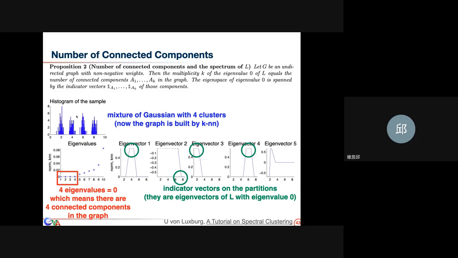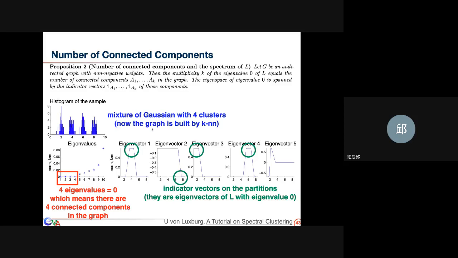So now if we have such a data set, and we use k-nearest neighbor to build up our similarity graph, then you can already imagine there will be four connected components. If we have such a simple data set, then we have four connected components in our graph.